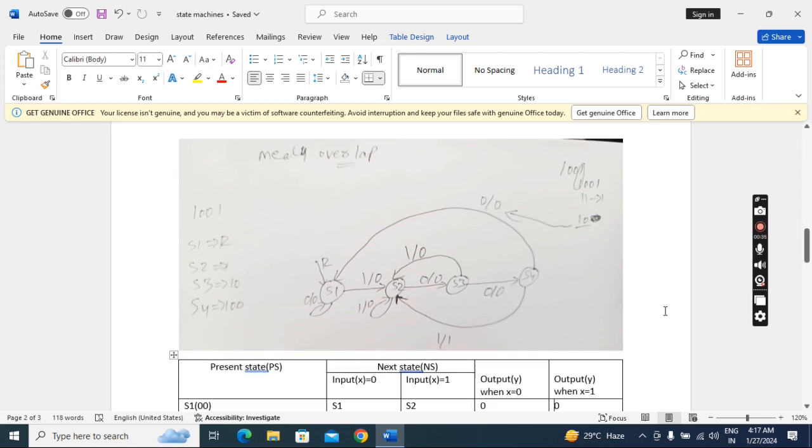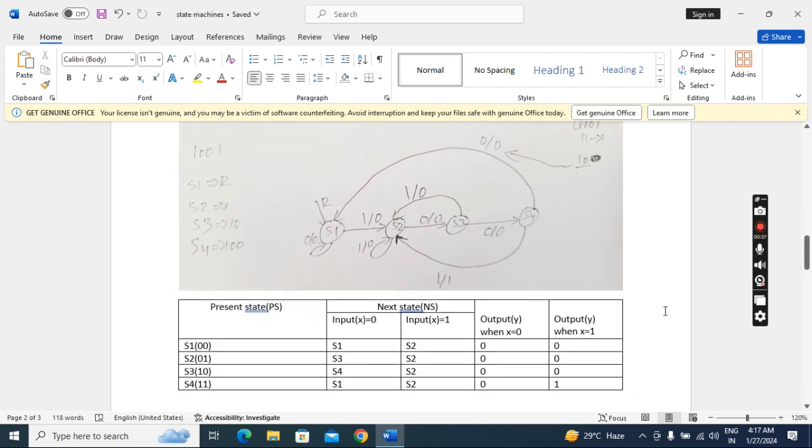So this is Mealy overlap. The format of the state table is present state PS, next state NS. In the next state, we have to write the next state for input value 0 and input value 1 also. See here in the diagram, the numerator can be 1 or 0. That input can be 1 or 0. Here I assumed my input as X. You can assume anything. And we have to write the output also.